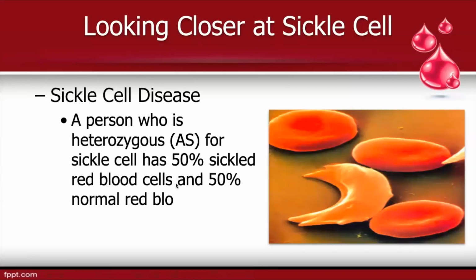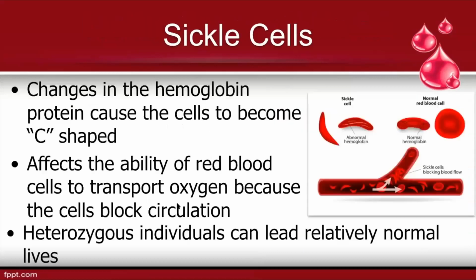So sickle cell disease, and we usually use different letters when we're doing codominance to show one is not dominant, one is not recessive. So A is for the normal allele and S is for the sickle cell allele. And a person who has AS has a little bit of each.